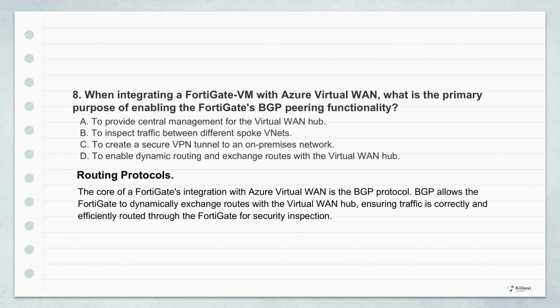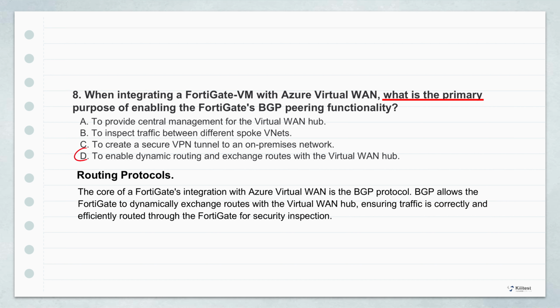Okay. Back to routing, but in Azure this time. Azure Virtual WAN. It's a popular hub-and-spoke solution for large enterprises. If you integrate a FortiGate VM into an Azure Virtual WAN setup, what's the main reason you'd enable BGP peering on the FortiGate? What does that achieve? BGP with Virtual WAN. The primary purpose there is dynamic routing. It's all about exchanging routes automatically between the FortiGate and the Virtual WAN hub. Dynamic routing, so avoiding manual static routes.